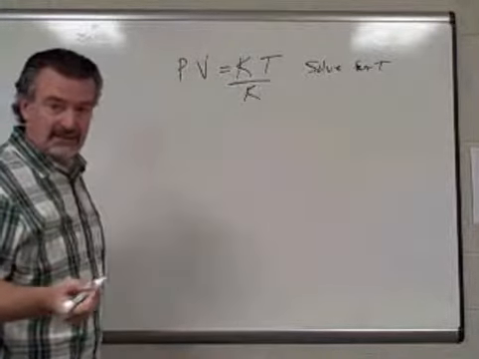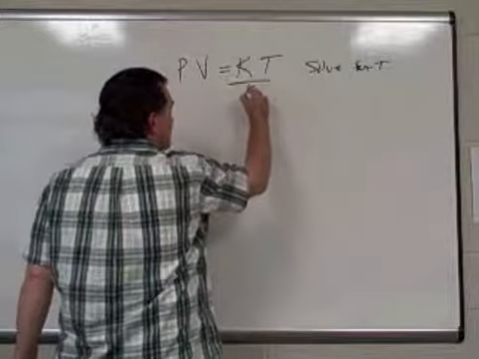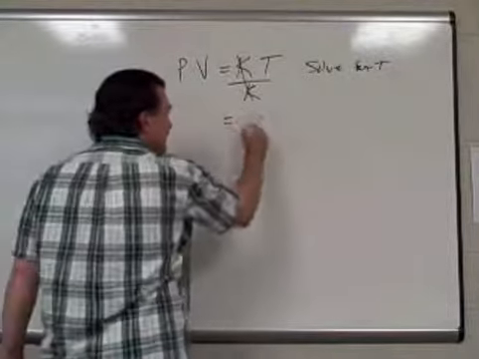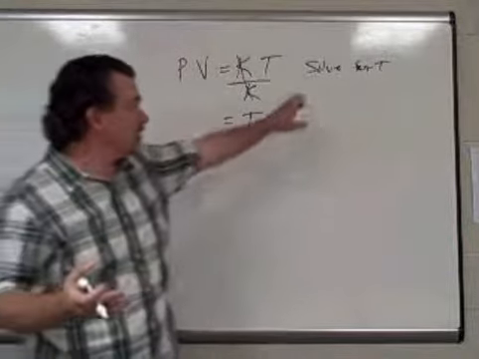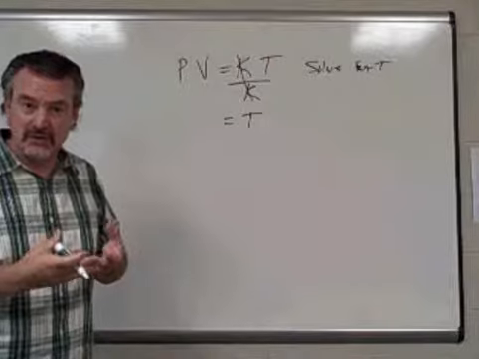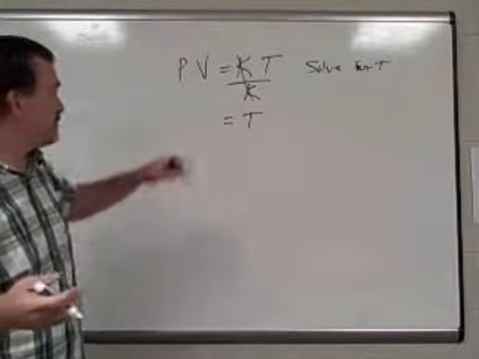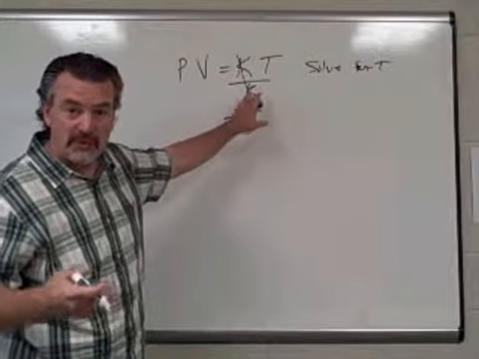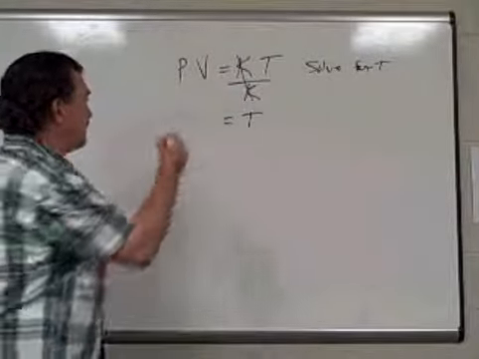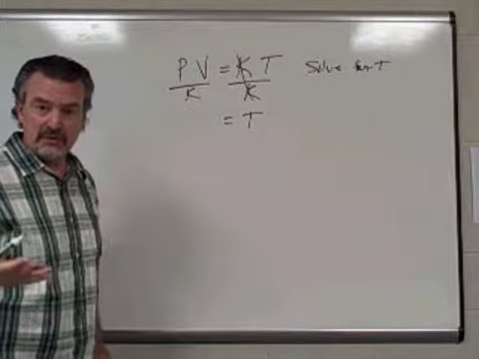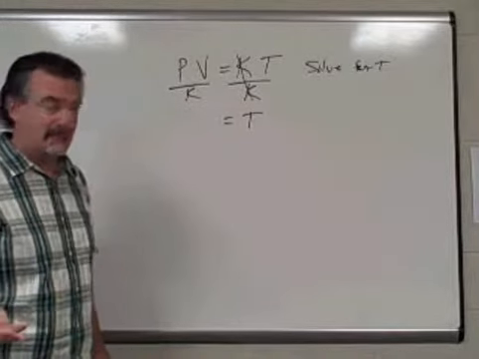If I divided that side of the equation by k, the k's would cancel to positive 1, leaving me t, which is what I wanted to do. I wanted to solve for t. I wanted to get t by itself. Well, in solving equations, no matter what kind of equation it is, if you divide one side of the equation by a quantity, you have to divide the other side by that same quantity to keep the equation in balance.